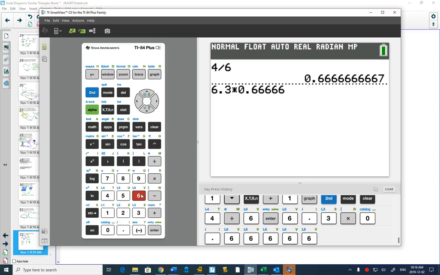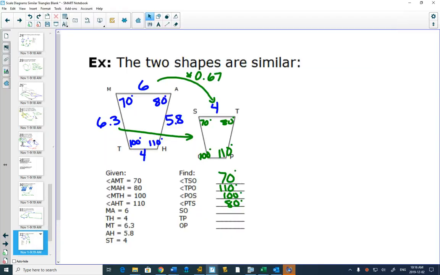I shouldn't have done that. I guess I'll have to do mental math. It comes out to 4.2. Is that some easy mental math? Okay. Do you want me to do the rest by mental math? Yes. Okay.